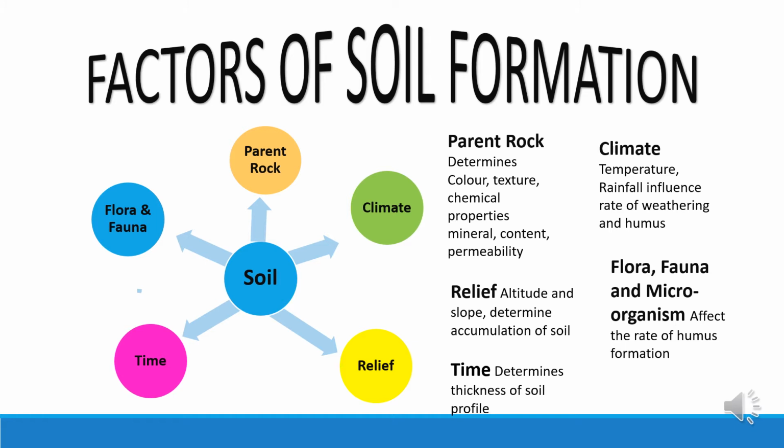Next factor is flora, fauna and microorganisms. You know what flora and fauna are? Plants and animals. They also affect the rate of humus formation in the soil. The last factor is time. Definitely, time is the one which determines the thickness of the soil profile, and that leads to soil formation. It takes hundreds and millions of years for soil formation.